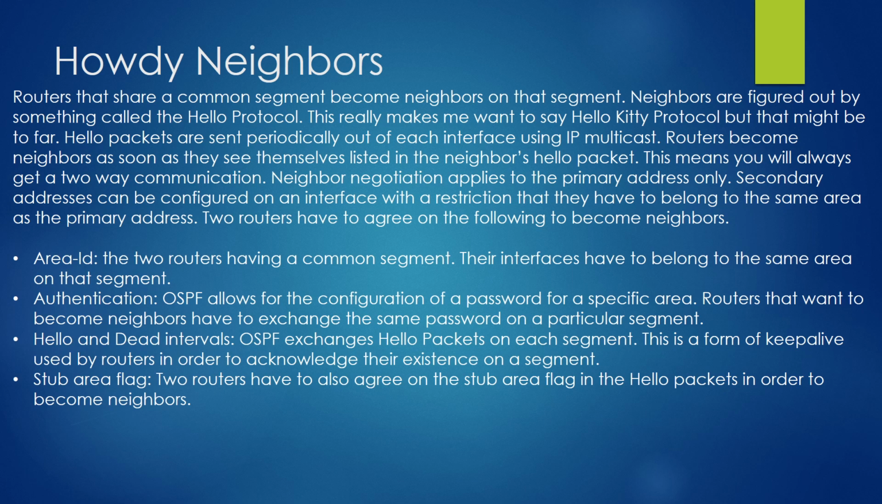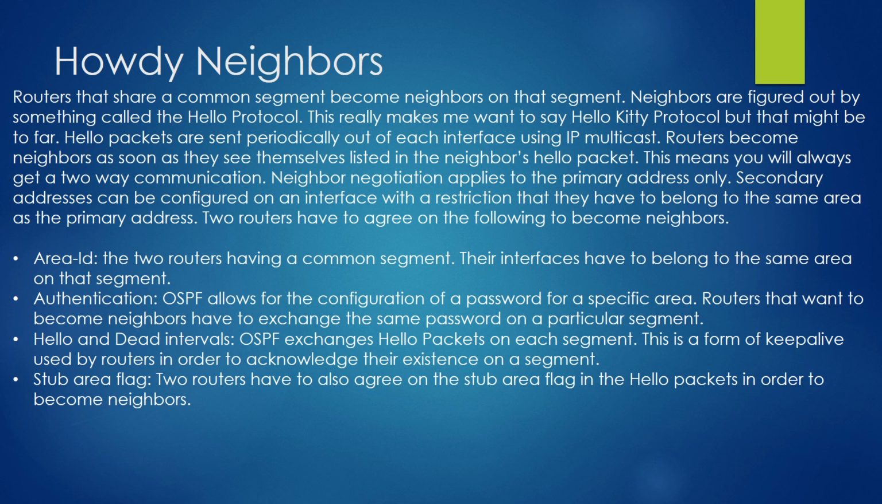Howdy neighbors. Routers that share a common segment become neighbors on that segment. Neighbors are figured out by something called the Hello Protocol. This really makes me want to say Hello Kitty Protocol, but that might be too far. Hello packets are sent periodically out of each interface using IP multicast. Routers become neighbors as soon as they see themselves listed in the neighbor's hello packet. This means you will always get a two-way communication. Neighbor negotiation applies to the primary address only. Secondary addresses can be configured on an interface with the restriction that they have to belong to the same area as the primary address.